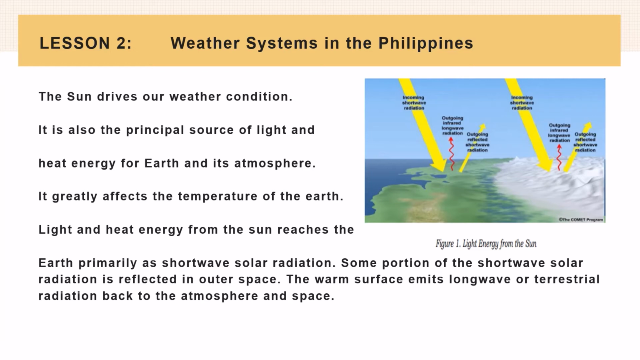Heat energy from the sun reaches the Earth primarily as short-wave solar radiation. Some portion of the short-wave solar radiation is reflected back into space. The warm surface emits long-wave or terrestrial radiation back to the atmosphere and space.